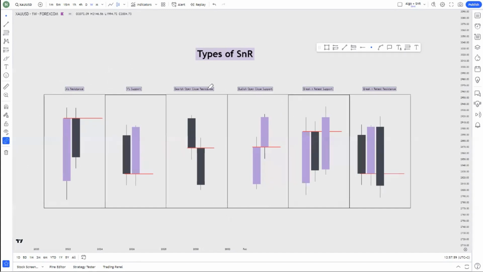The open close resistance, the bullish open close support, then here we would have what? I guess it's a little bit redundant right here, because if it's a bearish open close, then it's obviously going to be resistance. Now you see that here, this is going to be a resistance right here. And this is going to be a support. This is a resistance right here, open close candle. This is going to be a support. So as I said, when the market is moving, it's always going to present one of these four candlestick formations.